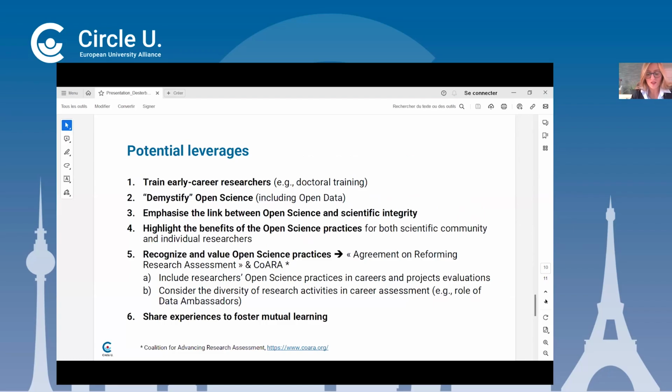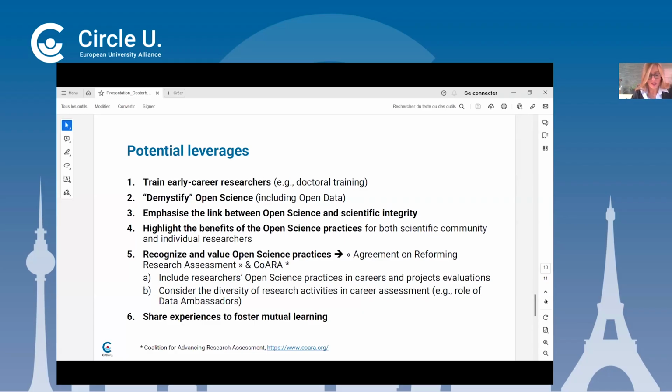So to conclude on a positive note and to open the discussion, I would like to present a few possible strategies and levers for action to overcome these challenges. In my opinion, the first lever is to train early career researchers in order to change practices in the medium term. For example, train the doctoral students.